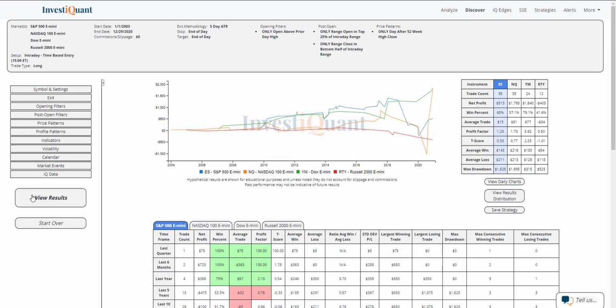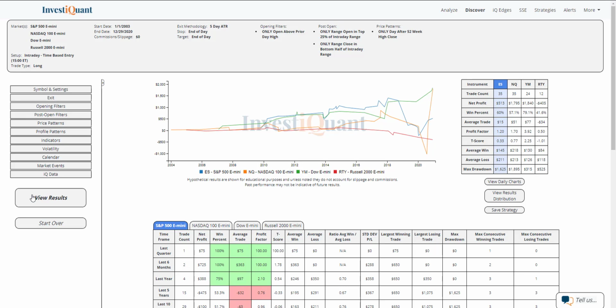All right, here we go. These are the results of going long at 3 p.m. Eastern Time and exiting at the close, which is 4:15 p.m. Eastern Time, when the prior session closed at a 52-week high. And then today, the open is above the high from that 52-week high close. And since then, at 3 o'clock, the open is in the top 25% of the intraday range, and the 3 o'clock price is in the bottom half of the intraday range.